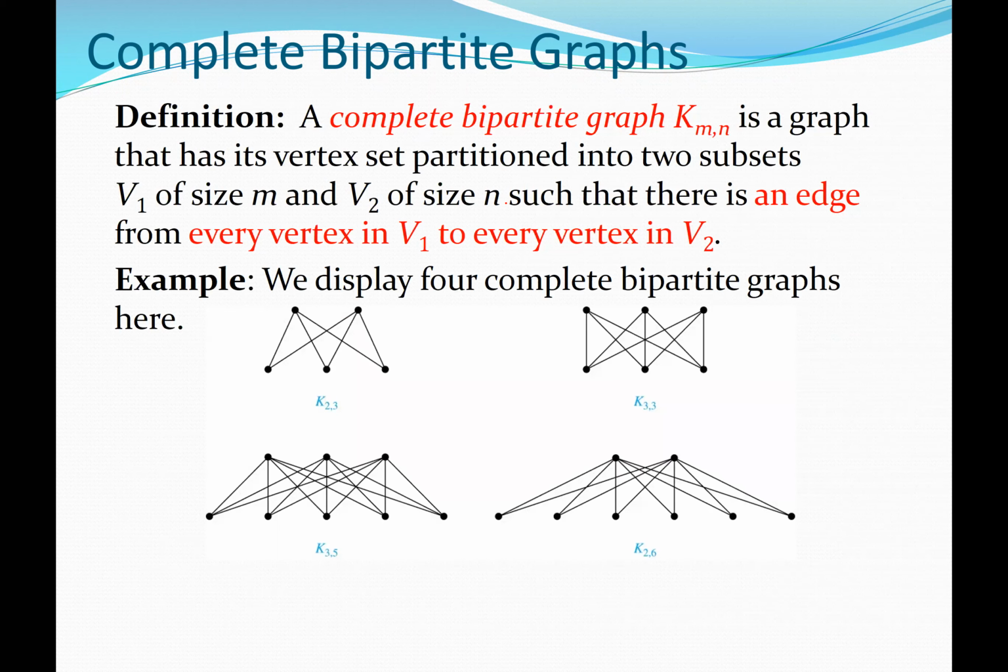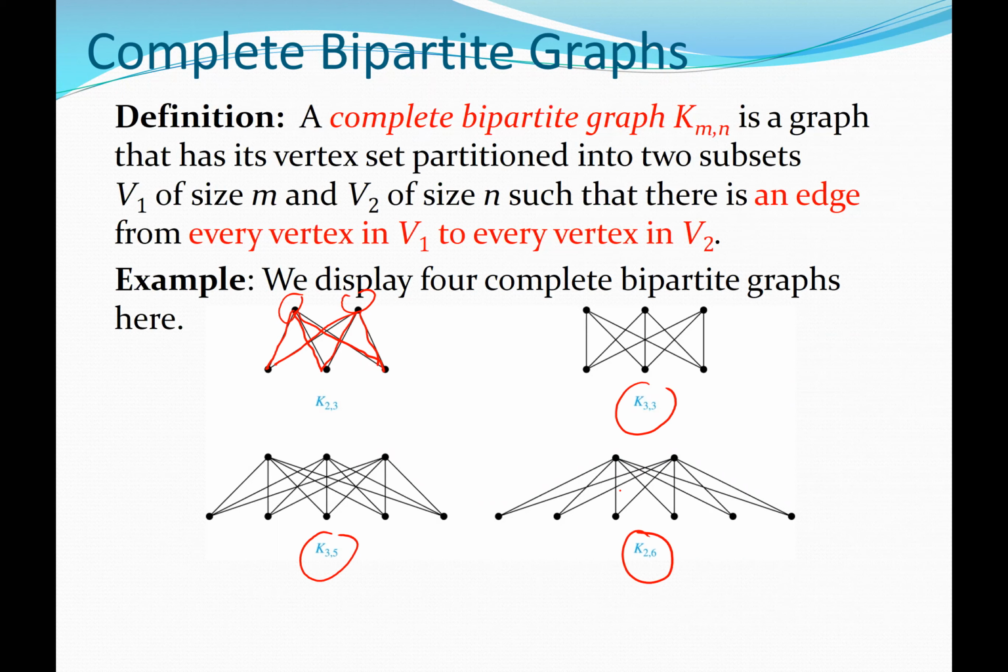So here we go. K23, this is the complete bipartite graph. You can see here, this set has two vertices, and every one is connected to every single vertex in the other set. So they are all connected, right? So this is K33, and then K35, and then K26, right?